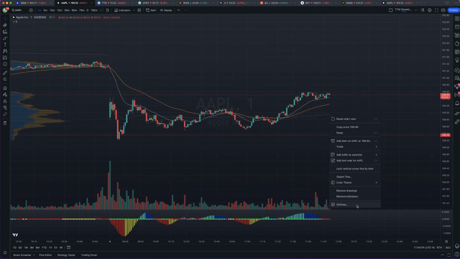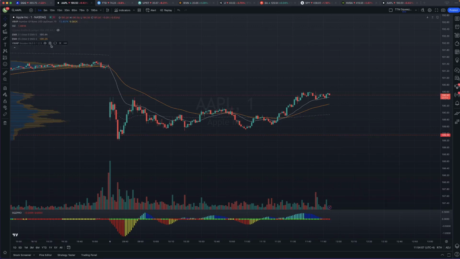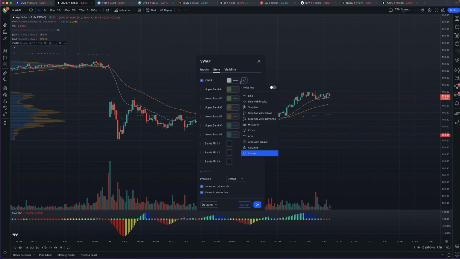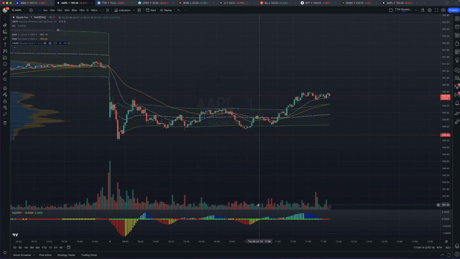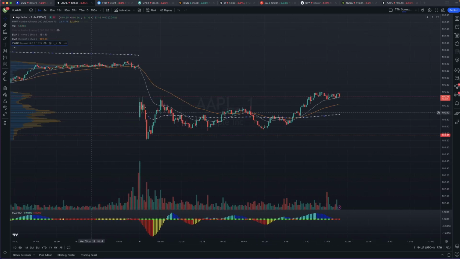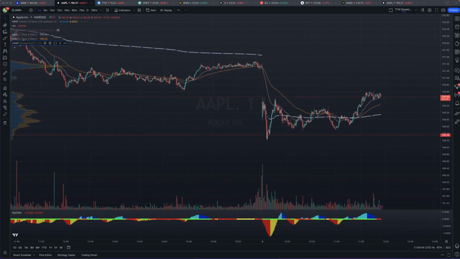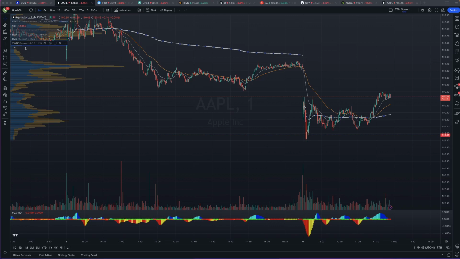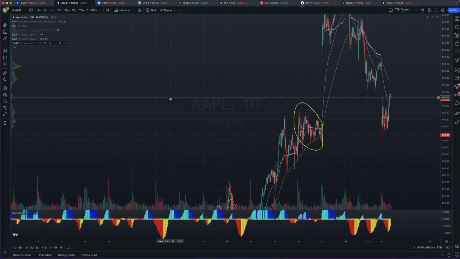So let me change the settings on it. Nope, I'll do it from up here. I'll make it thicker. Hang on. I don't need both sides. I don't need upper and lower. And I don't need the fill. Okay. So you see that white dotted line? That's VWAP. And I just use, I don't know what this one is. It just says VWAP. And VWAP really only works on up to about a 10 minute chart.